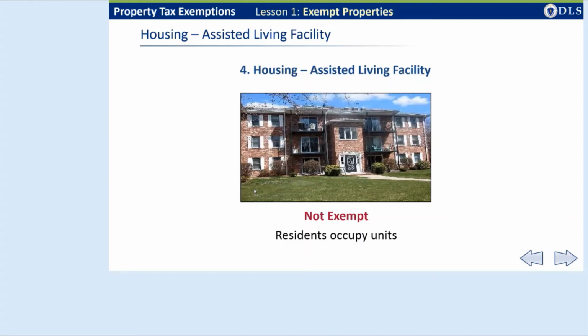Note that if the facility has a licensed nursing home or rehabilitation and skilled care unit, that portion may be exempt if it accepts patients from all walks of life, including Medicaid patients.